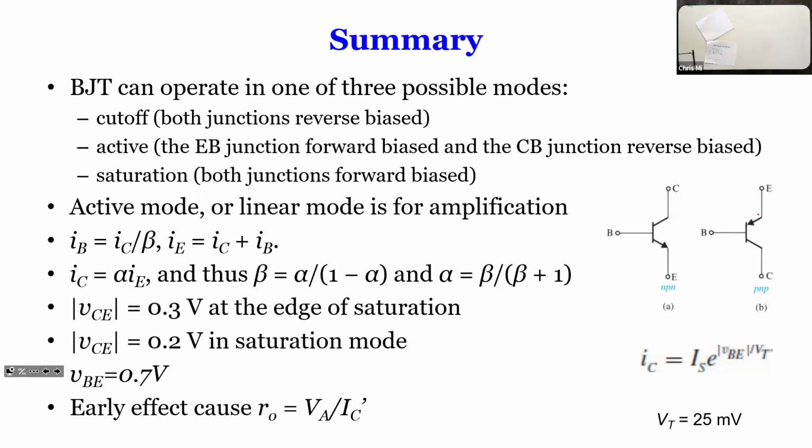In the active mode, the relations between currents are these couple of equations you should have memorized by now. IB is IC over beta, IE is IC plus IB, and IC is alpha times IE, where alpha, of course, is beta over beta plus 1. And finally, we did talk about early resistance. The early resistance means that IC is not strictly constant. It actually increases a little bit as VCE increases, right?